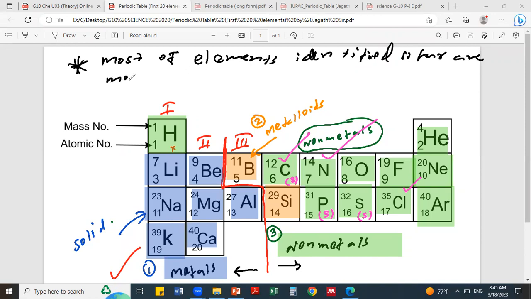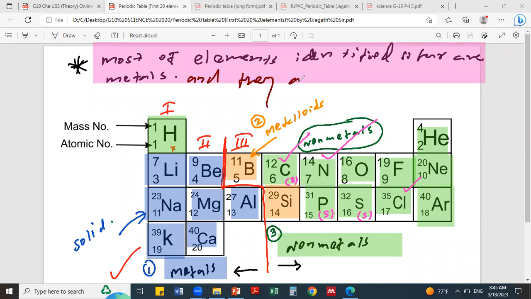Are metals. Metals. And they are solid. And most of the elements are solid, except mercury. They exist in solid form.